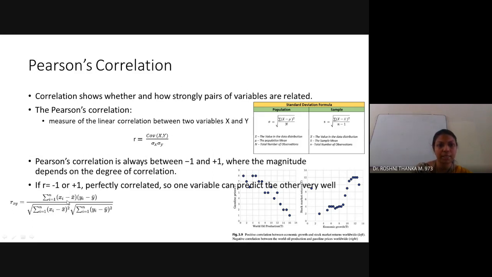This equation is expanded like this. You may already know the covariance formula, so this is what the formula is. Then we have to divide it by the square root of the standard deviation of x, and find the square root of it. So that will be the Pearson's correlation.